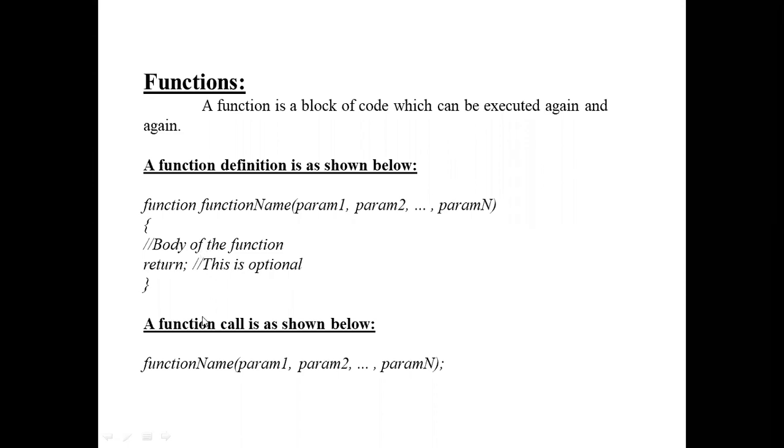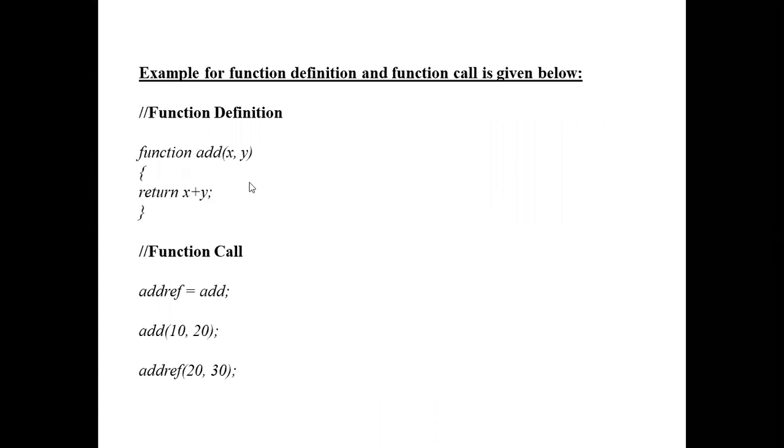Here a function call is shown below. If you want to call the function, you write the function name followed by parameters. Let us see the example. See here, an example for function definition and function call. Here the function keyword, function name is add, and parameters are x comma y, and it returns the value x plus y. Next, function call: add of 10 comma 20. That is one type of function call.